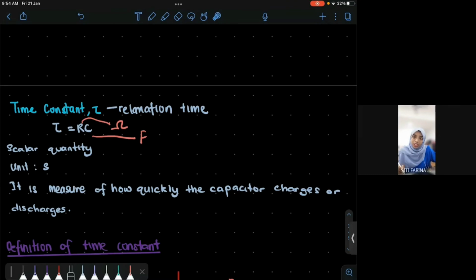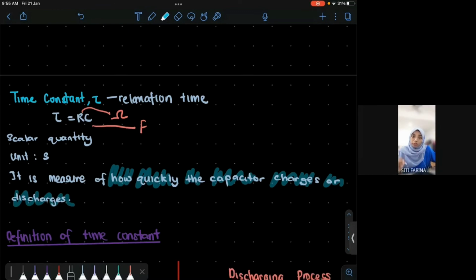Alright, so it is also time. Cuma apa maksud time ini adalah how quickly the capacitor charges or discharges. Okay, so untuk sesuatu device, untuk any component lah, it depends on the value of the resistor and capacitor to know how fast ataupun how slow a capacitor can charge ataupun discharge. Dia bergantung kepada nilai resistor dan juga capacitor yang kita guna.